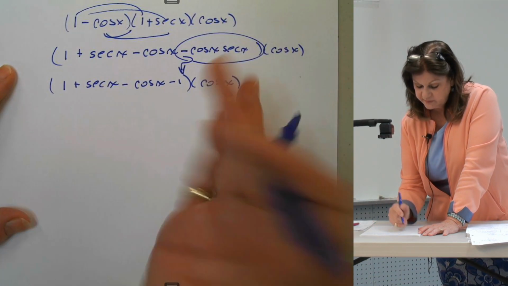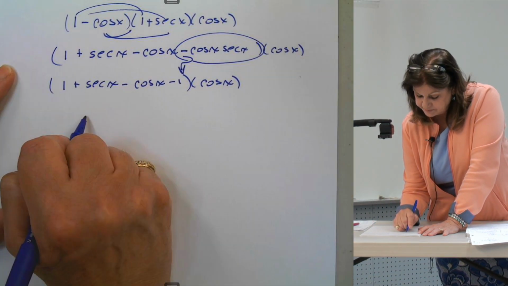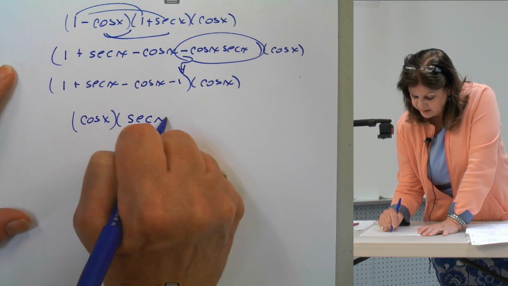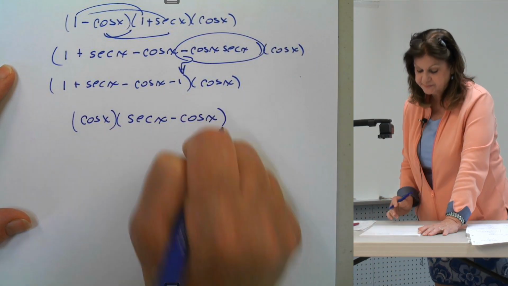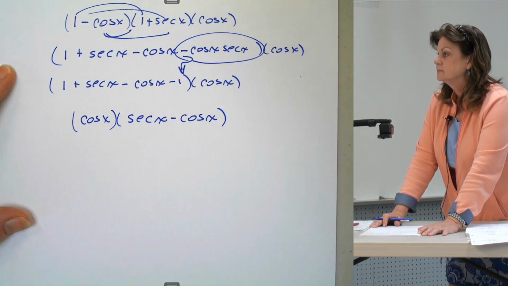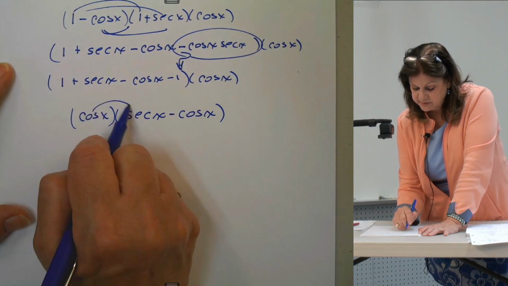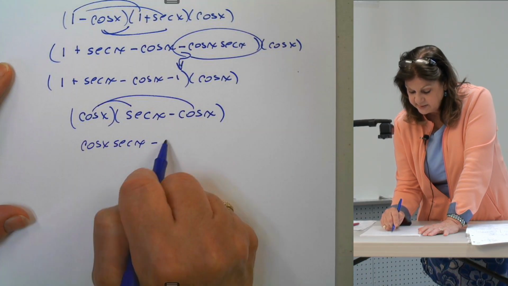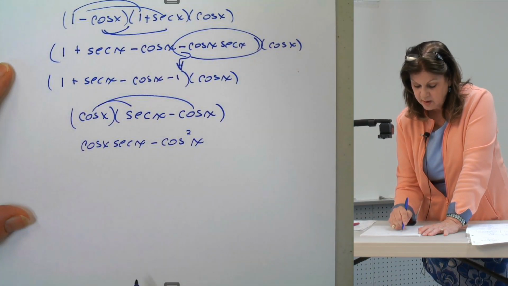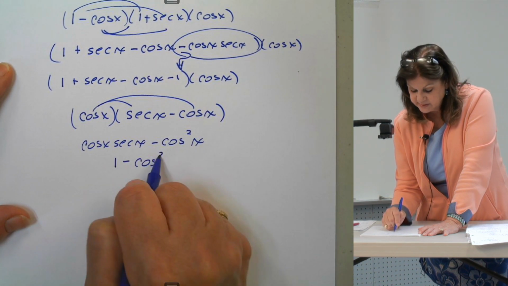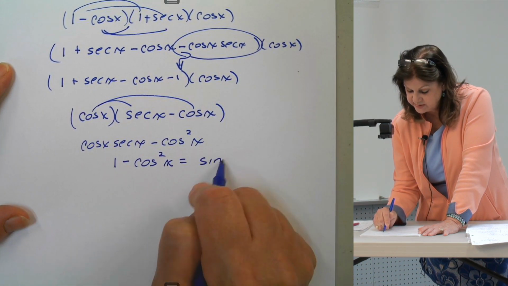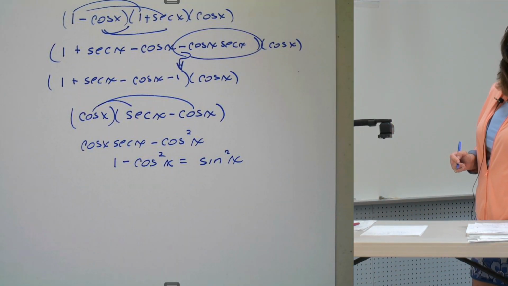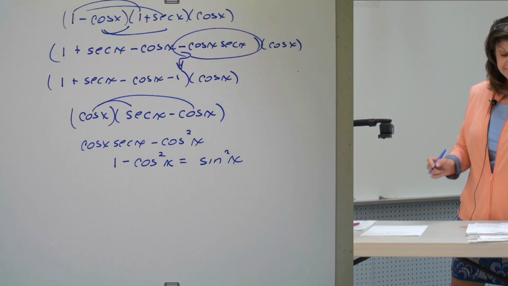All right. Well, 1 minus 1, of course, is 0. So now I've got cosine x times secant x minus cosine x. You should see what's about to happen. Cosine times secant minus cosine squared, 1 minus cosine squared. This entire equation boils down to sine squared x. And that's, again, using that granddaddy identity to help us with that.